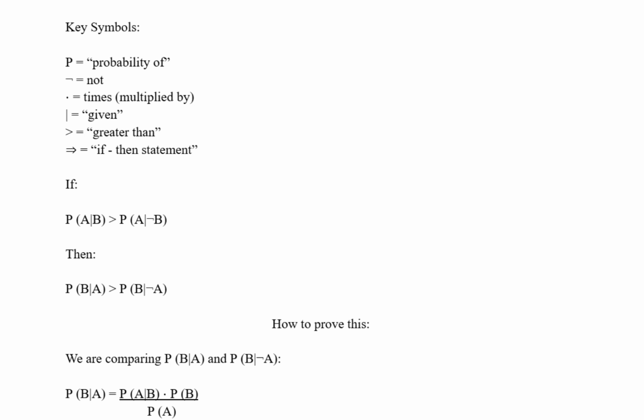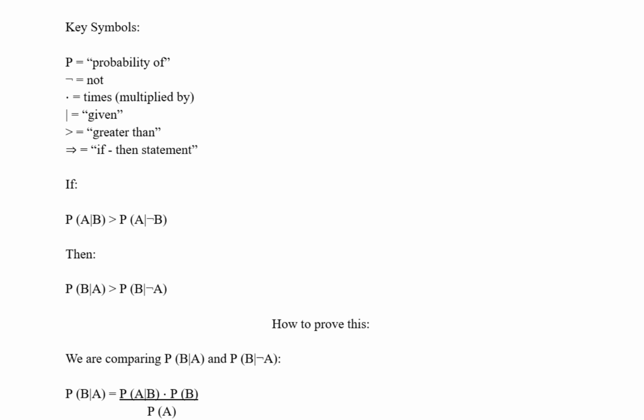P is going to equal the probability of. This first symbol is going to equal not. The dot is going to equal times. The vertical line is going to equal given. The greater than symbol is going to be greater than, and the right facing arrow is going to represent an if-then statement. So, if the P of A given B is greater than the probability of A given not B, then the probability of B given A is greater than the probability of B given not A.